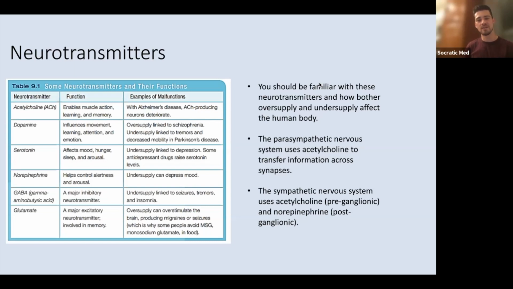I'm not going to spend too much time going over it, but this is really good for your own studying purposes. I've noticed that the MCAT really likes to test malfunction. When they talk about neurotransmitters, they love testing malfunction. I've seen a lot of questions that ask what happens when there's an oversupply of dopamine. So you should be pretty familiar with the fact that an oversupply of dopamine is linked to schizophrenia. Those are pretty common questions that I see on the MCAT.